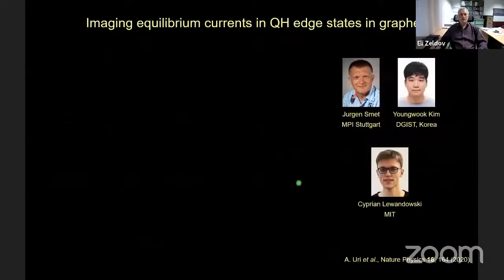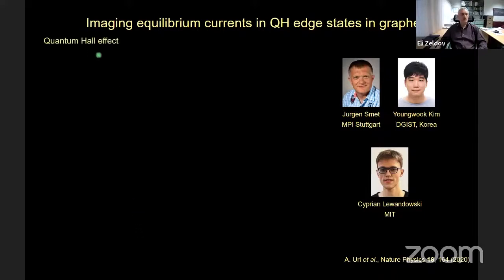So in the first part of the talk, I'll describe imaging of equilibrium currents in the quantum Hall edge states in graphene. This work was done in close collaboration with Jürgen Smet and Youngwook Kim from MPI Stuttgart, and theory support from Cyprian Lewandowski from MIT.